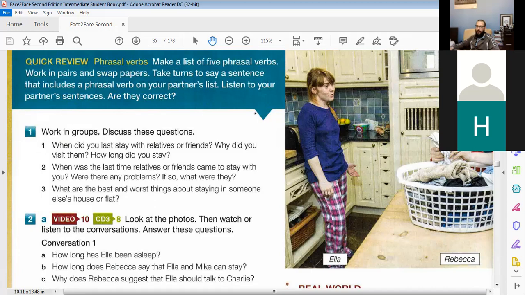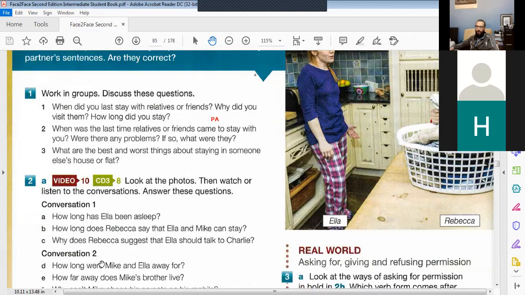And then the last question: why does Rebecca suggest that Ella should talk to Charlie? I don't know if you remember the last part of the conversation. Look for the job, I think. That's right, because Charlie and they're looking for a PA. PA means personal assistant. It's a bit like a secretary. So Ella maybe can apply and get the job.